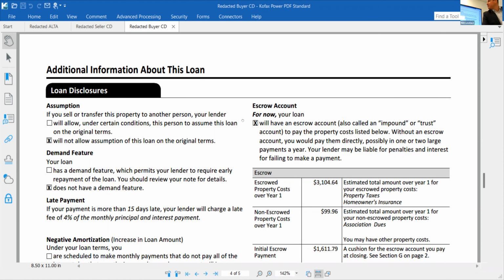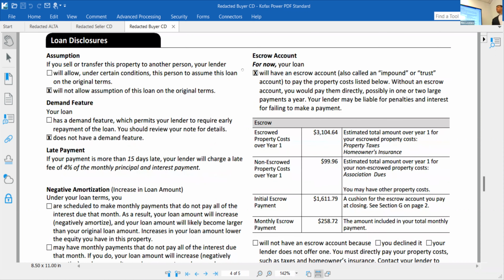The assumption piece, this one is not assumable on its original terms because it's a conventional loan. Conventional loans aren't assumable. If you have a government-backed loan, VA, FHA, USDA, those are going to be assumable, and you just have to get approval from the lender. I've actually got a whole other presentation on assumptions that I can give some other time because assumptions may at some point soon be a thing.